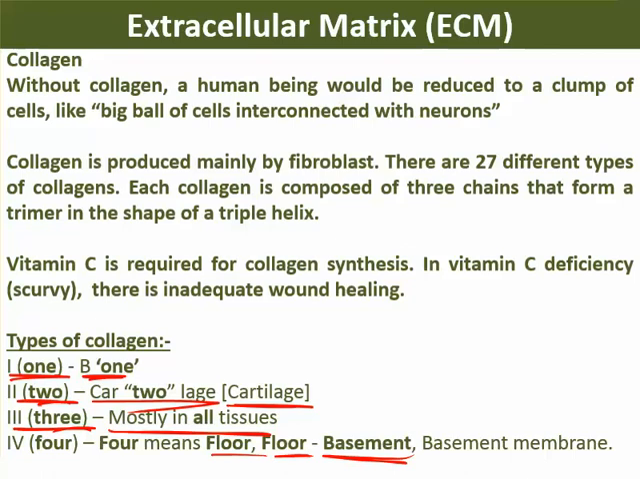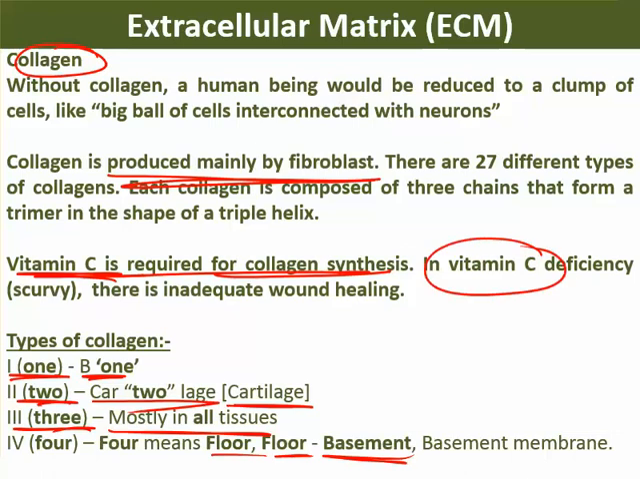See, remember, collagen is very, very important, and collagen is produced by the fibroblast, and vitamin C is required for collagen synthesis. If there is vitamin C deficiency, for example, it is scurvy. The disease called scurvy is a vitamin C deficiency disease that will produce inadequate wound healing. Wound healing will not be strong. Understand? If there is no collagen, the scar will not be strong, so wound rupture will happen. That's why vitamin C is very, very important, because it is needed for collagen synthesis.